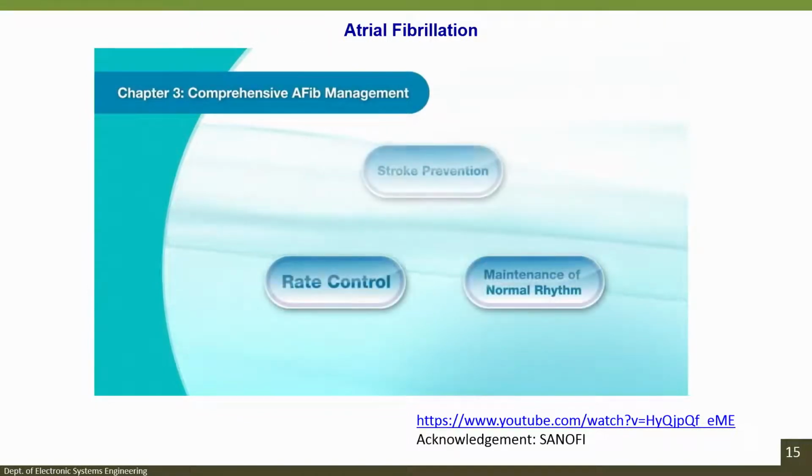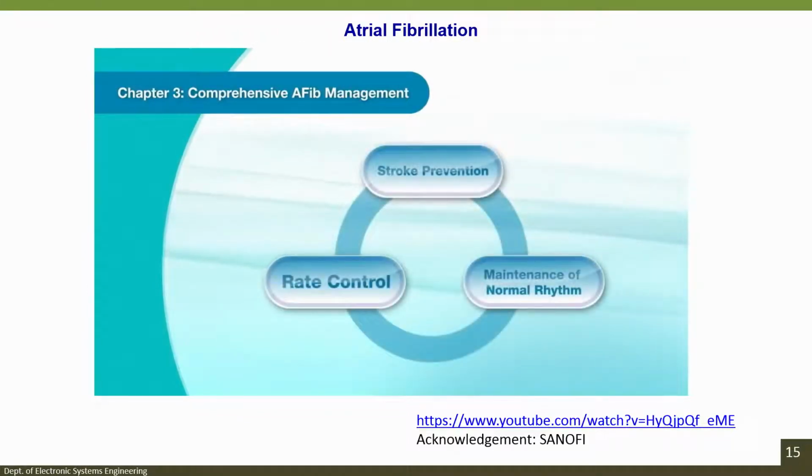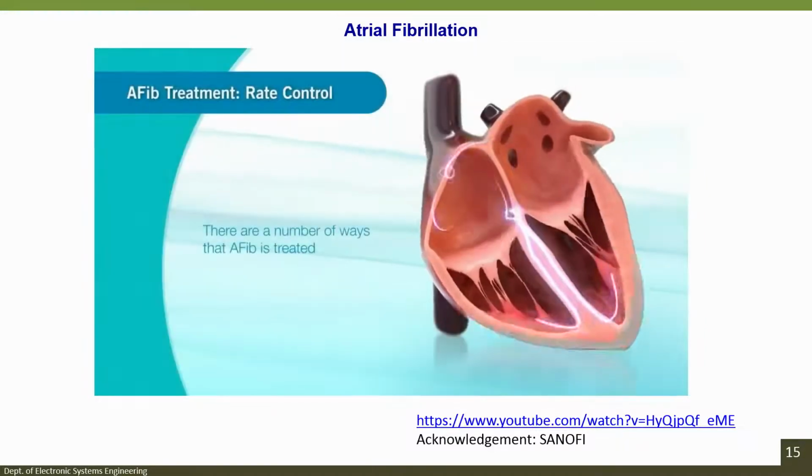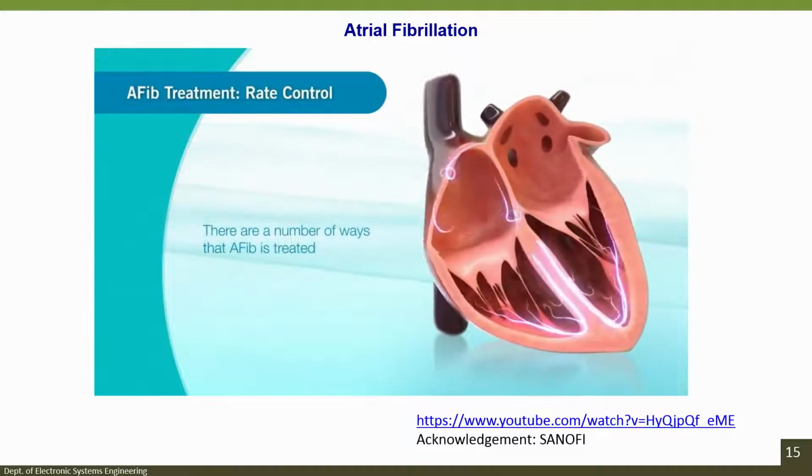The Afib treatment guidelines for healthcare providers recommend a comprehensive approach to treating all the risks of Afib. The guidelines prioritize 3 treatment goals: rate control, maintenance of normal rhythm, and stroke prevention. Healthcare providers may provide a range of treatments to jointly manage the different risks and symptoms of Afib. There are a number of ways that Afib is treated.